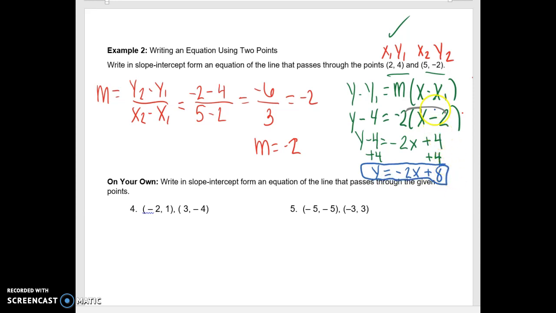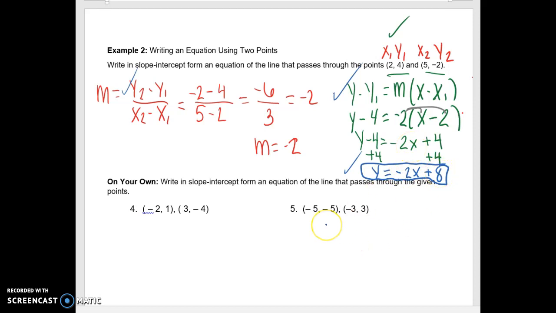We had to first find the slope using 2 points. We then had to use point-slope form in order to then rearrange it into slope-intercept form. So now if I were to ask you what is the slope of the line, you would say -2, and then the y-intercept would be a +8 or 0, 8.